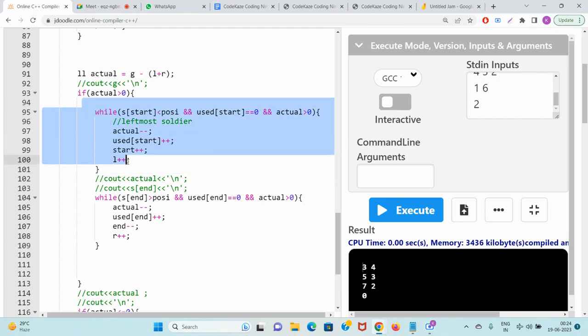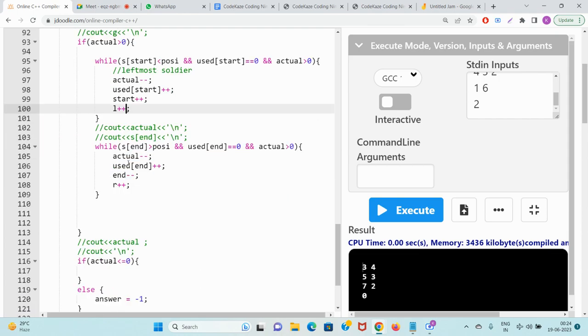Guys, if you are done with all the leftmost soldiers, you start doing the same with the rightmost soldiers. The rightmost soldier is also the same. What will you do?